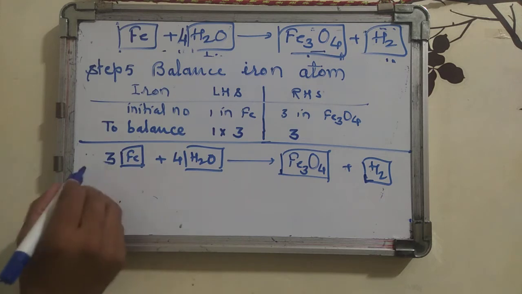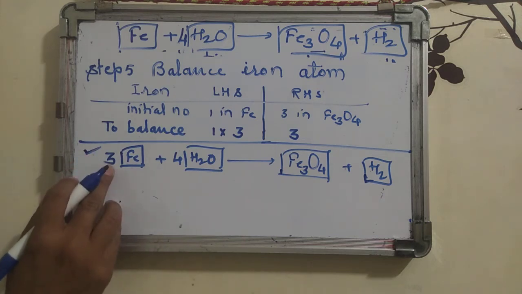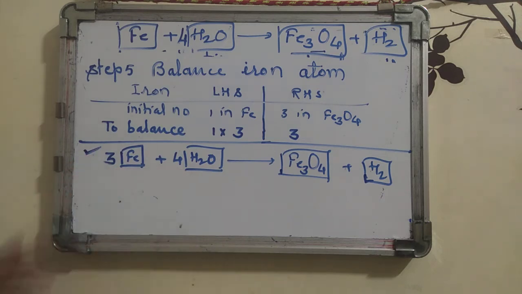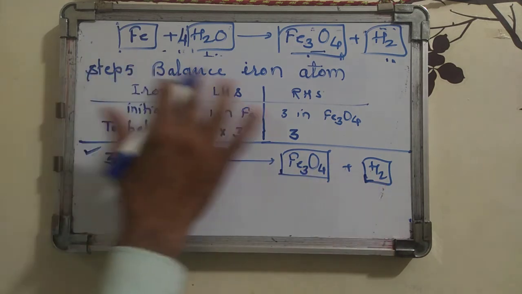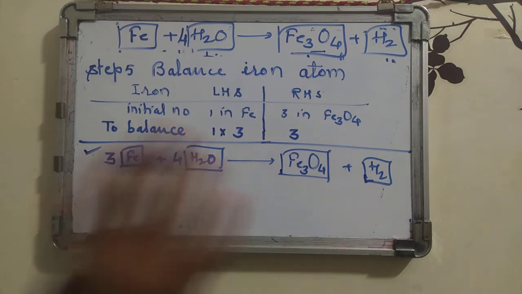On the left-hand side, iron gets the coefficient 3. That's why we get the partially balanced reaction: 3Fe plus 4H2O gives Fe3O4 and H2. This is what we do in step 5: we balance the iron.